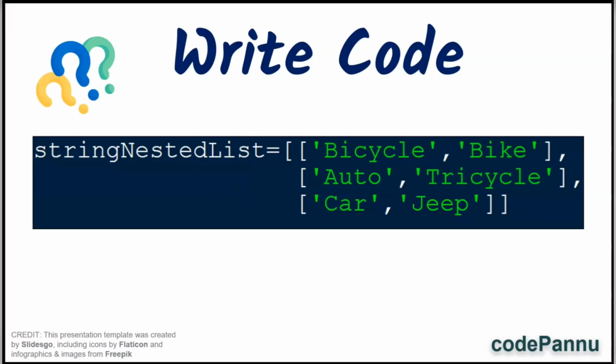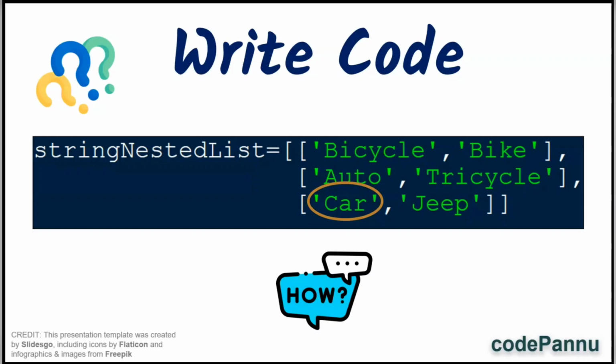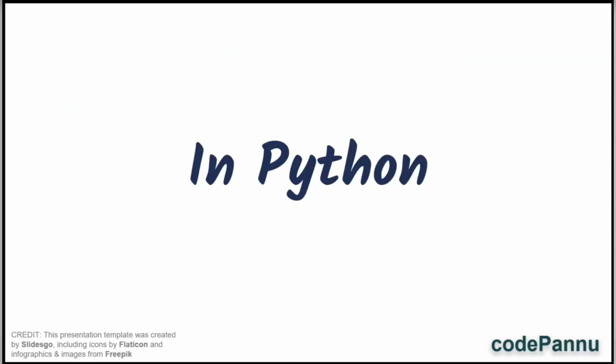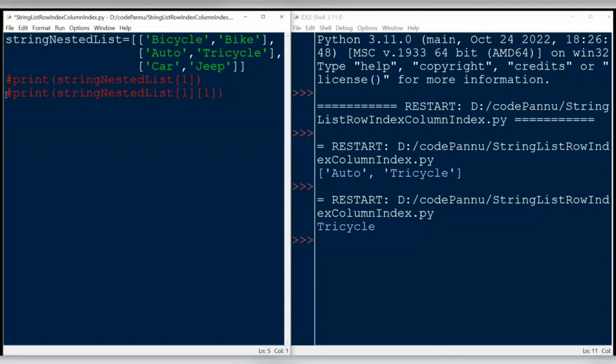Shall we write code to get another item from our nested list? Let us get the item car from the nested list this time. So, how do we do it? Let us go to Python and this time, shall we get the item using row and column index numbers directly in one print statement? Because the item car is in the third row and the row index numbers always start with 0. Now the row index number for our third row is 2.